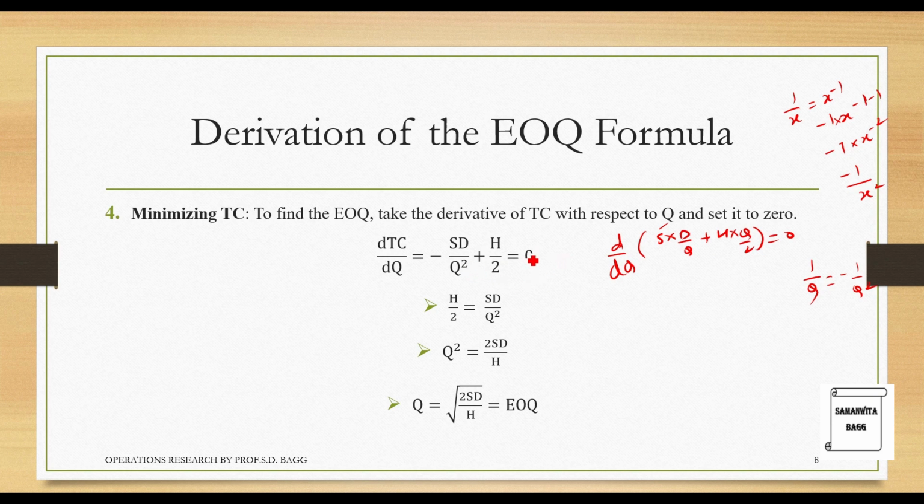Now since the right-hand side is 0, we can shift this negative term to the right. So this becomes H by 2 is SD upon Q square. We want to find Q square, so keep Q square here and the rest of the terms you can cross multiply. So Q square is 2 into SD upon H. So Q will be root of 2 SD by H. This is the economic order quantity, which you can call Q or Q star, as I have shown in some other PPT. That's acceptable.